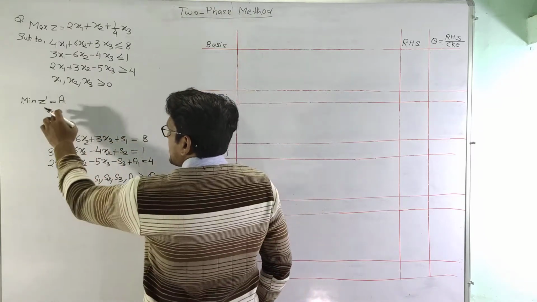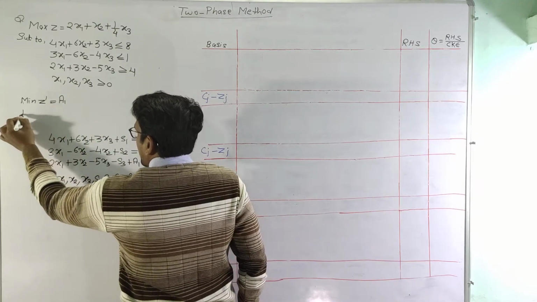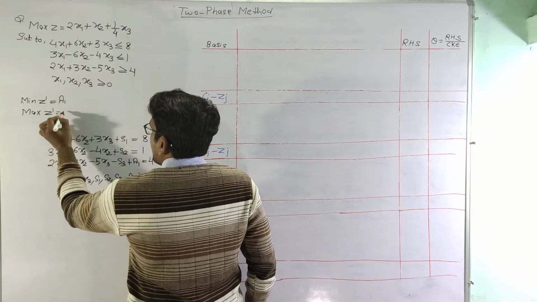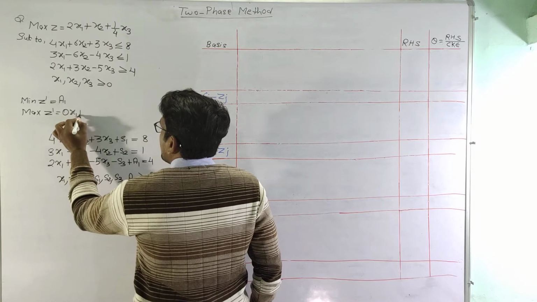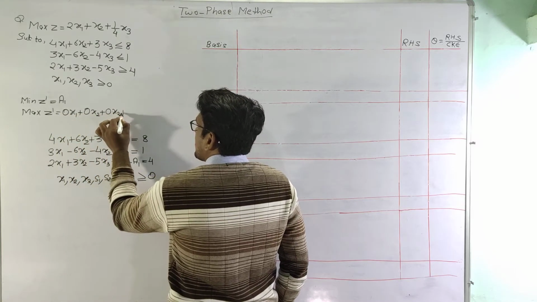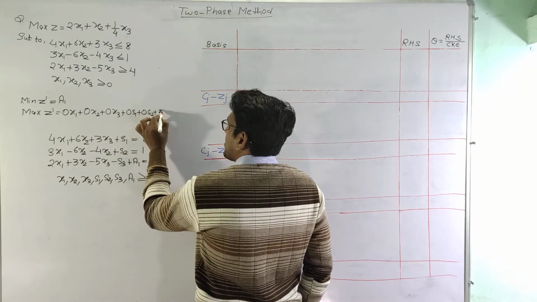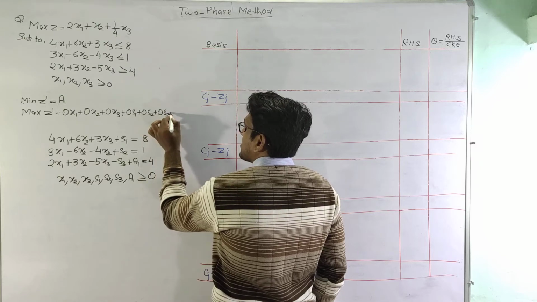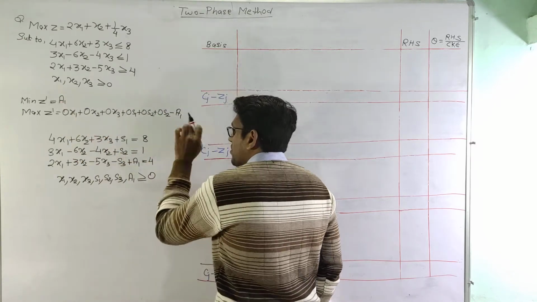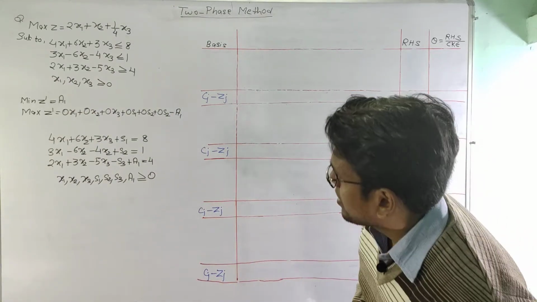So in order to solve this problem, we will convert this minimization into maximization. So our problem will convert as maximize z' equals 0x1 plus 0x2 plus 0x3 plus 0s1 plus 0s2 plus 0s3 minus a1. So this plus a1 is converted into minus a1. Now let us start solving.